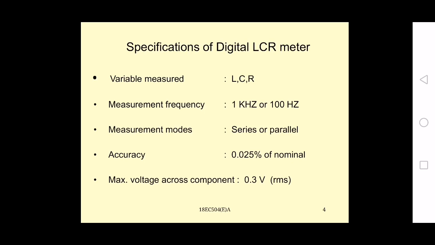And measurement modes are either series or parallel. And the accuracy of this instrument, that is digital LCR meter or digital impedance meter, is 0.025% of the nominal values, and the maximum voltage across the component is 0.3 volts RMS. You can note down these values or take a screenshot.